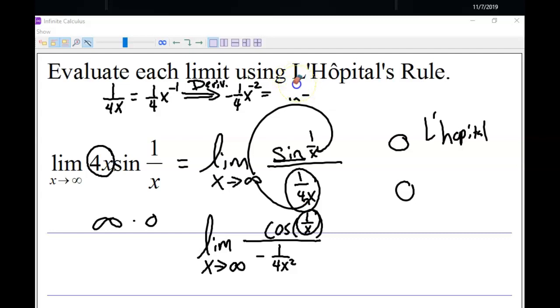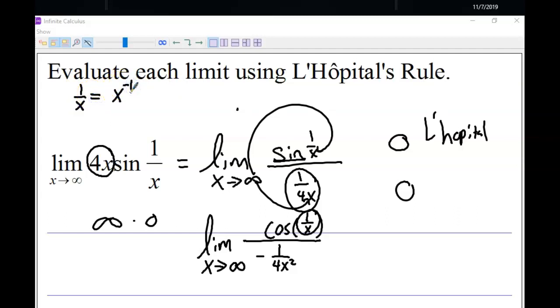I'll do it one more time just to keep you guys fresh with it, but after that I'll assume you know how to do it. So 1 over x can be rewritten as x to the negative 1. The derivative, I'll just put d here for derivative, would be negative 1 x to the negative 2, which can be rewritten as negative 1 over x squared. So the derivative of the inside is negative 1 over x squared. Okay?